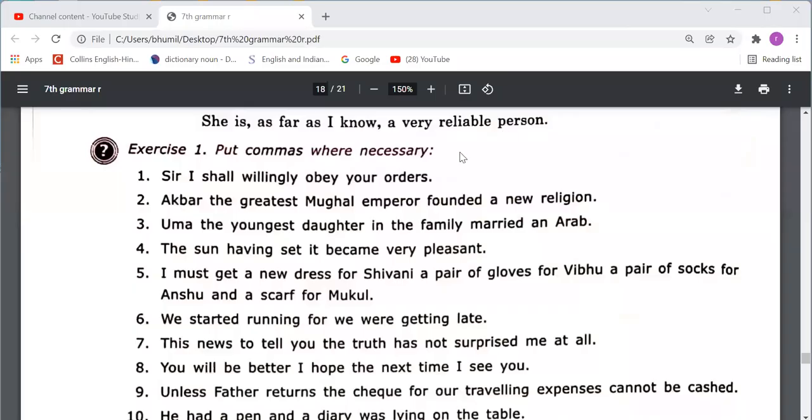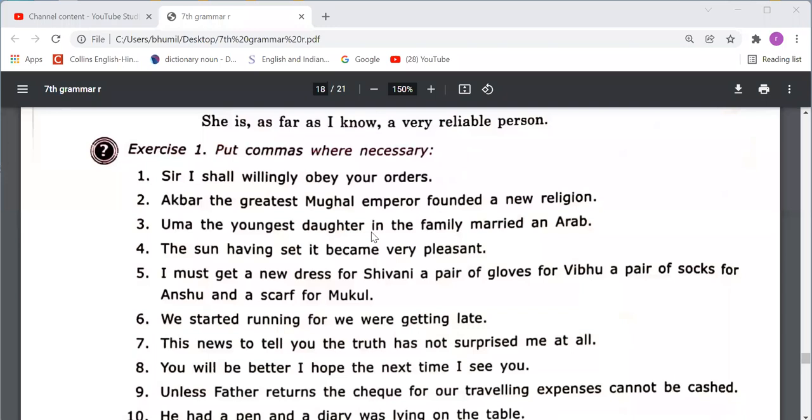So who will let me know about first sentence? Raise your hand where we have to put the comma in this sentence. Vaibhav, you please tell me. After sir. Yes, very good, right answer.